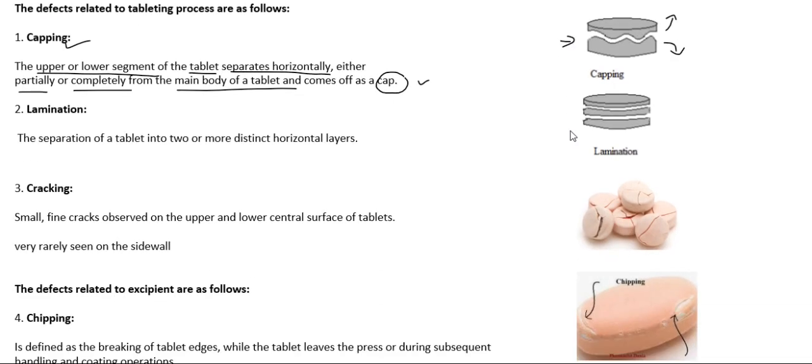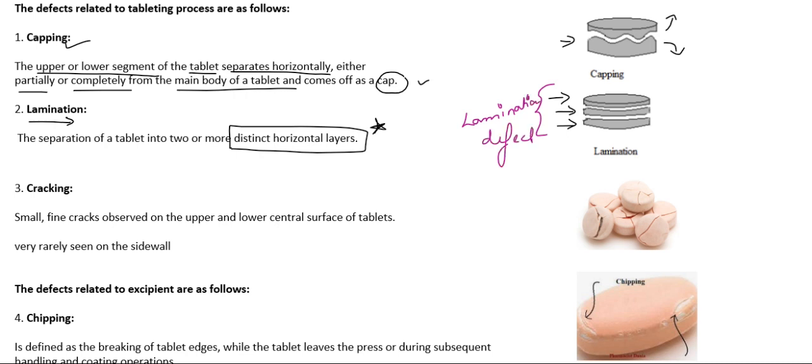Next, what you see is the lamination. So lamination, as the word indicates, is a formation of different layers. In particular, we call it distinct horizontal layers. So you can find here that there are different horizontal layers being formed, which is known as lamination defect. So this is lamination defect.